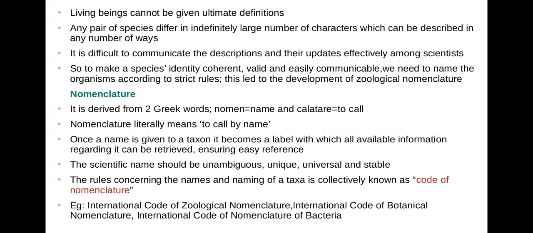Nomenclature is derived from two Greek words. Nomen means name and clature means to call. So, to call by name. So nomenclature literally means to call by name. Once a name is given to a taxon, it becomes a label with which all available information regarding it can be retrieved, ensuring easy reference. The scientific name should be unambiguous, unique, universal, and stable.